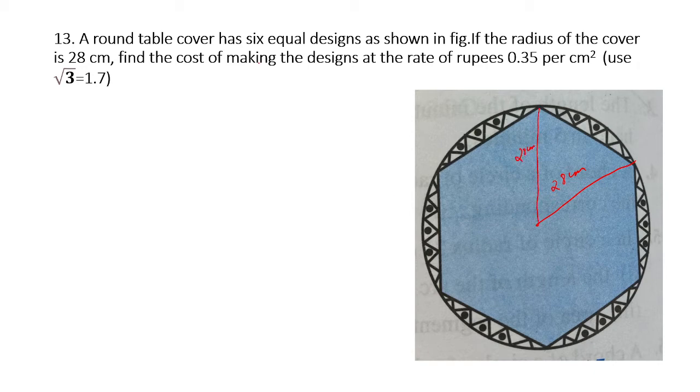And then they have also given that there are 6 equal designs. So you can divide this given round table cover into 6 equal parts. Again, all of these lines indicate the given radius, because it's from this point to the end of the circle, right? So that becomes the radius, okay? So we're asked to find the cost of making the designs at the rate of 0.35 per centimeter square.